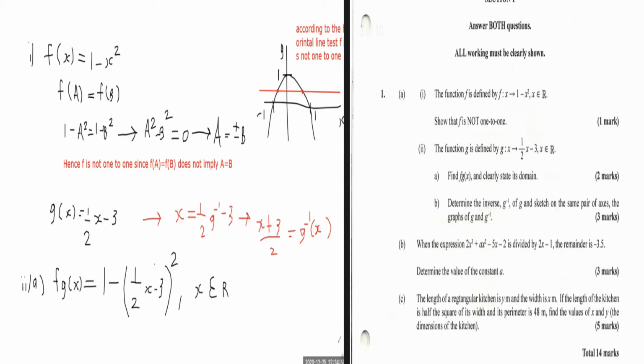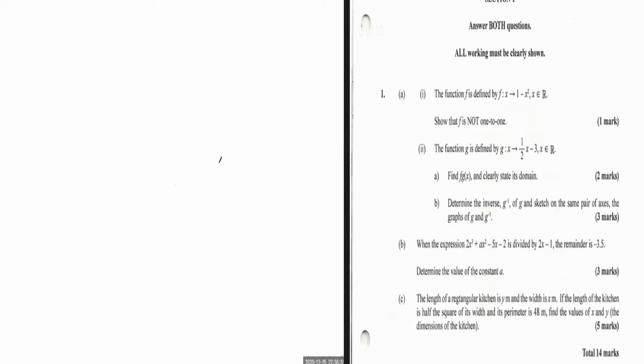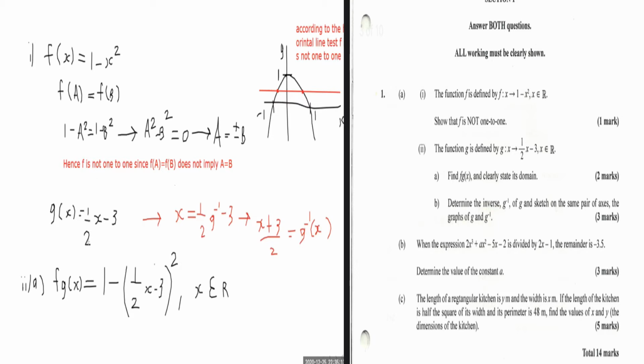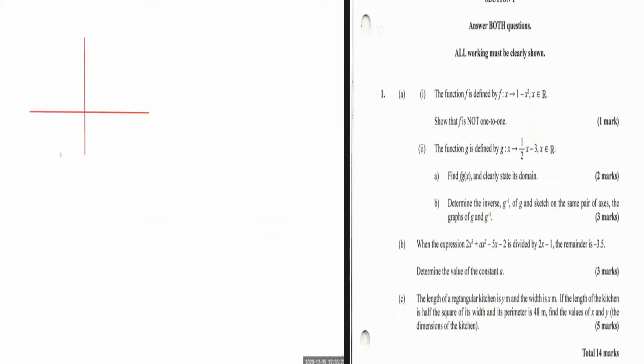Now the next part says sketch the graph of g and g inverse. So let's sketch g and g inverse on the same graph. To sketch them, first you just draw your axes, your x and your y axis. Let's go back and look at this. We notice that g of x is a half x minus 3, so it cuts the y-axis at minus 3 and it has a gradient of a half. So it looks something like this.